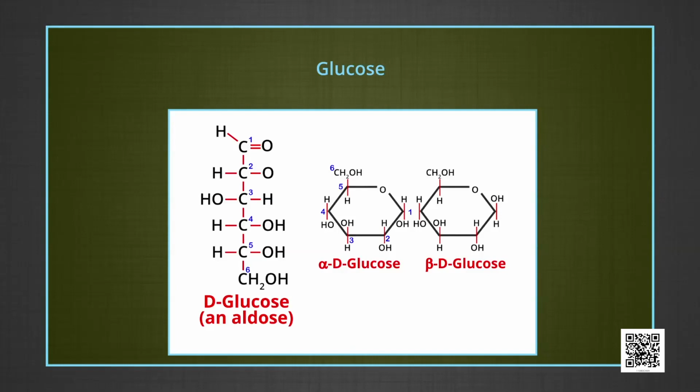D is for the OH group which is on the right side of the chain. But in ring form, alpha represents the first carbon where the OH group is below the ring. This is alpha. But in case of beta, the OH group is on the upper side for the first carbon. So, alpha and beta are different just from the position of the OH group. In alpha form, OH group is below the ring and in beta, OH group is above the ring.